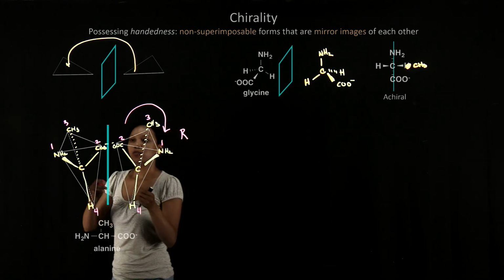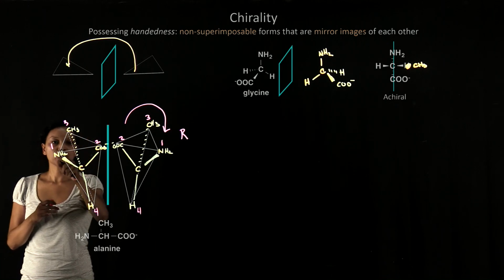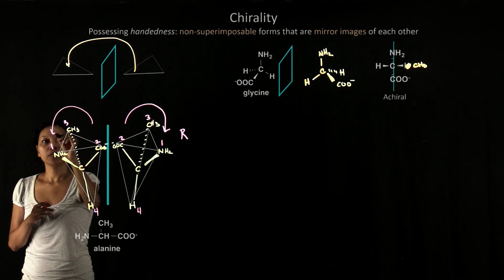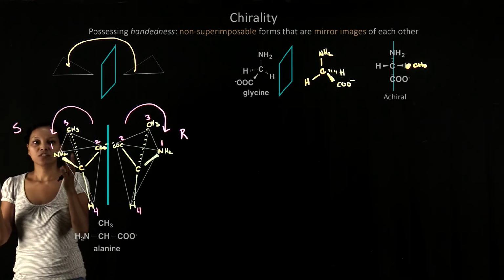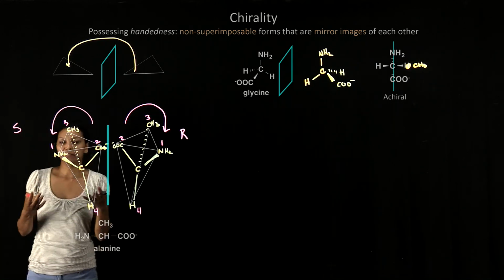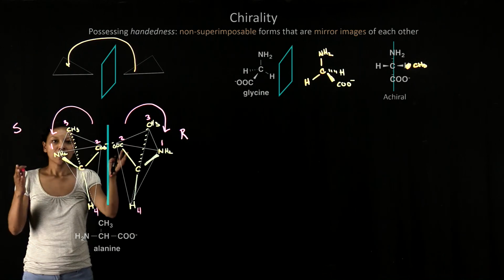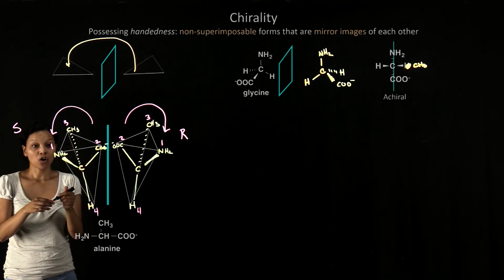On the other side, we have things going in a counterclockwise direction. So 1, 2, 3 is going counterclockwise. And so we assign it the designation of S, meaning sinister, which is the opposite of right. And so R and S basically denotes the configuration of the atoms around the central carbon.